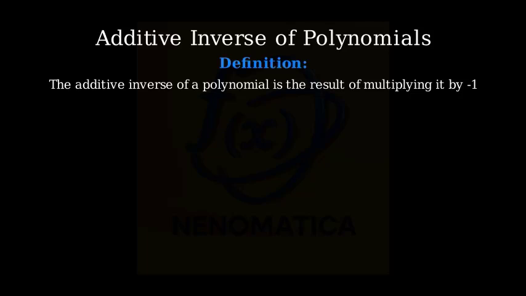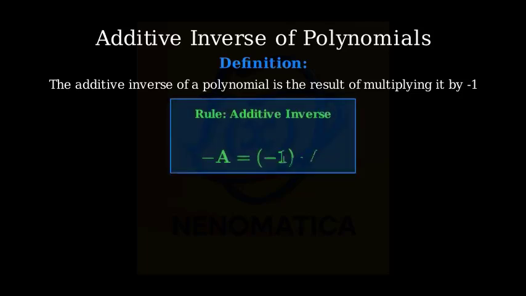Today we'll learn how to find the additive inverse of a polynomial expression and understand the meaning behind this mathematical operation. Let's start with a basic definition. The additive inverse of a polynomial is what we get when we multiply the polynomial by -1. If we have a polynomial, a, then its additive inverse is negative a, which we can write as -1 times a. We denote the additive inverse of a as negative a.